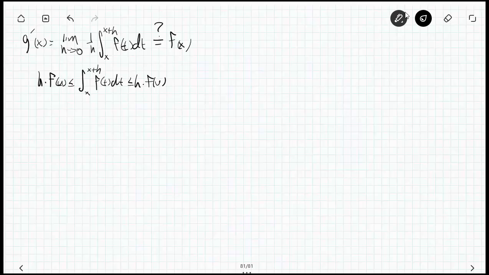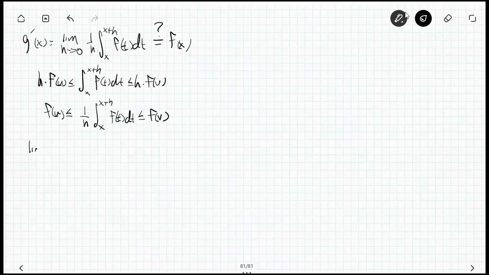So remember, inequalities, h is positive, so if I divide through by h, I haven't changed the inequality at all. So I can rewrite this as f of u is less than or equal to 1 over h times the integral from x to x plus h of f of t dt, which is less than or equal to f of v. Now, what's the only thing that I have to do? I got to take the limit as h goes to 0.